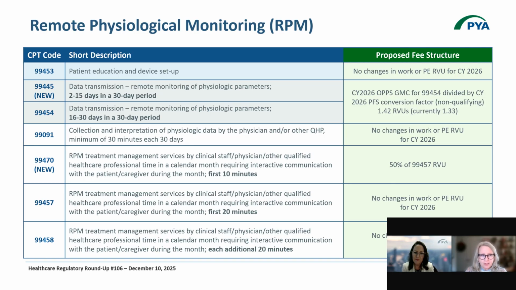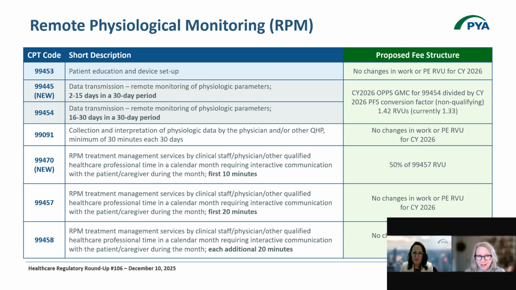So rather than relying on that survey data, it finally is breaking free of that and now is going to use data from OPPS. It's going to look at what has been the geometric mean cost under OPPS and then dividing that by the conversion factor, the non-qualifying conversion factor, it's determining the RVUs. And so for 2026, the RVU assigned to both codes, interestingly, is 1.42, which is actually, in the case of 99454, an increase because currently that is at 1.33 practice expense total RVUs.